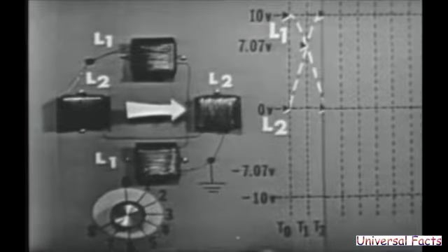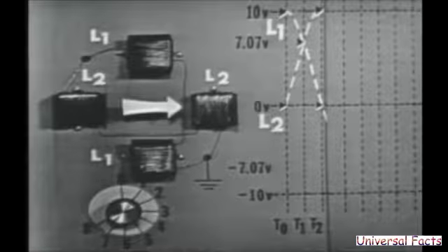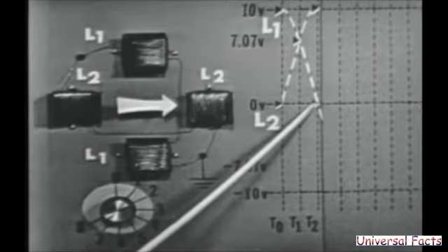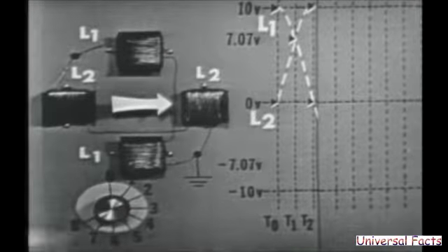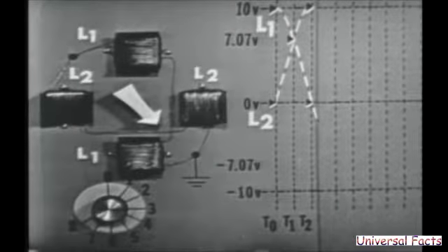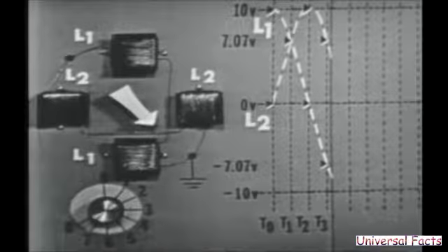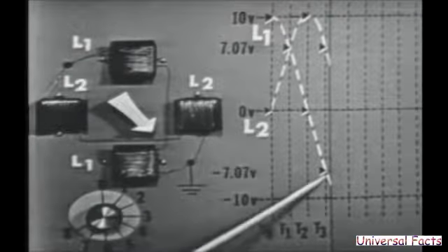At time 2, the pointer shows that only L2 now has voltage applied. It's at maximum positive, 10 volts. L1 is at 0 volts. At time 3, the pointer again indicates that both coils are energized. The graph shows L2 at positive 7.07 volts and L1 now at negative 7.07 volts.